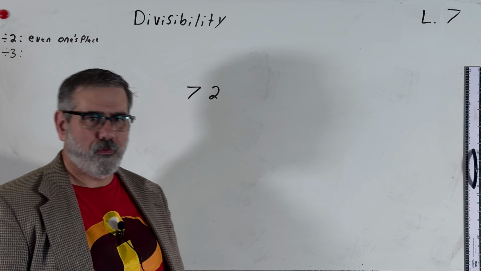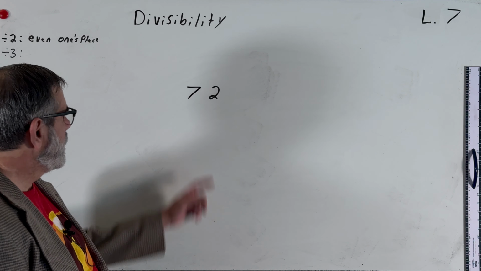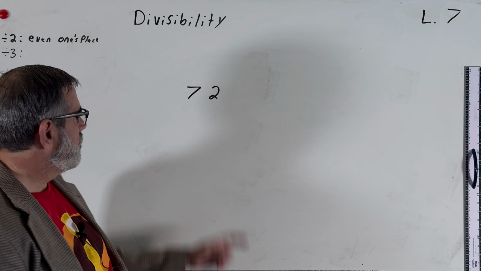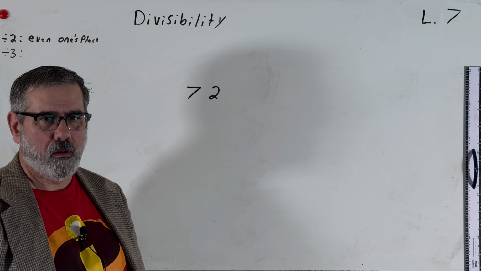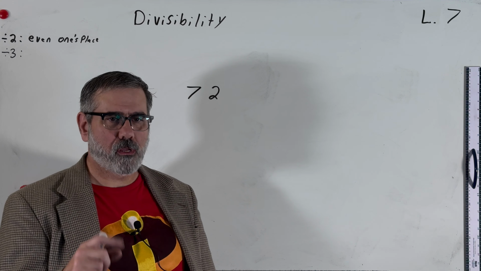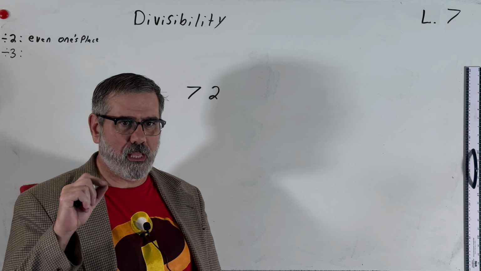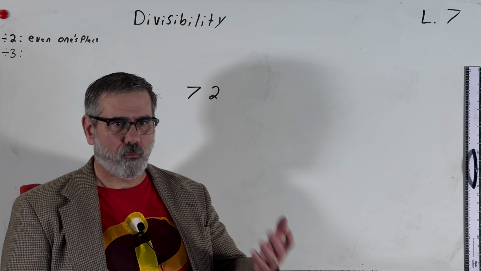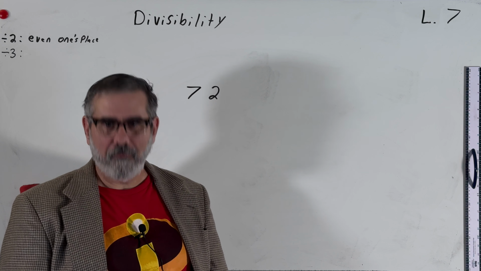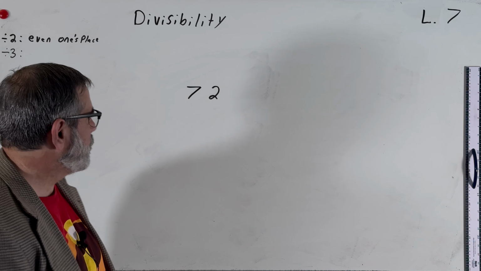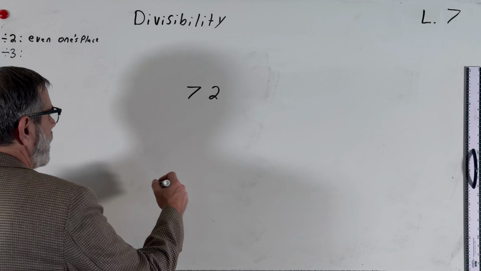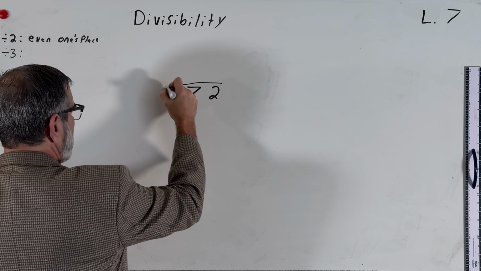The trick to figure out if a number is divisible by 3 is to add up the digits. Well, that's easy. What is 7 plus 2? 9. And then you ask, is the sum of the digits a number that's divisible by 3? Yes, it is. 9 is divisible by 3. Therefore, 72 must be also.